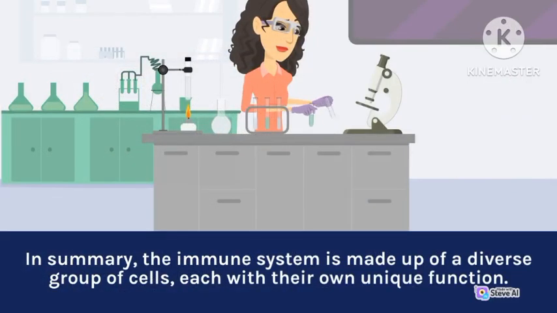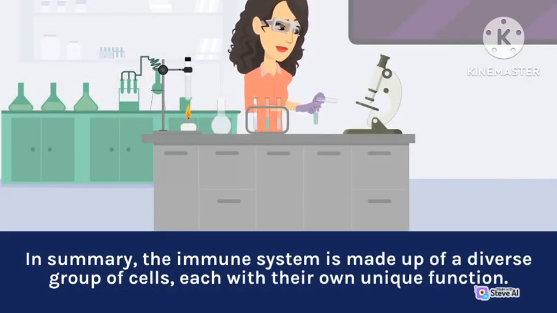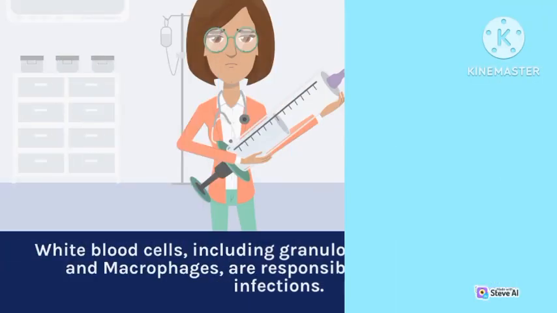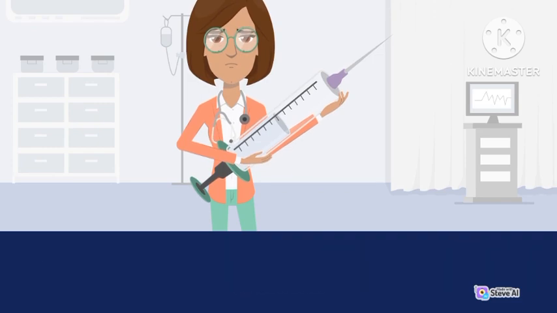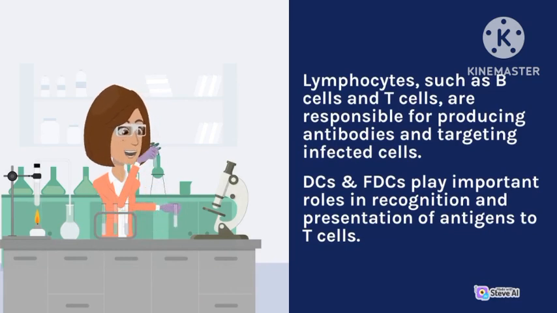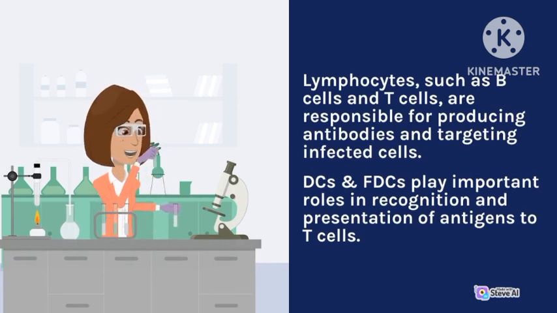In summary, the immune system is made up of a diverse group of cells, each with their own unique function. White blood cells, including granulocytes, agranulocytes and macrophages, are responsible for fighting off infections. Lymphocytes, such as B cells and T cells, are responsible for producing antibodies and targeting infected cells.